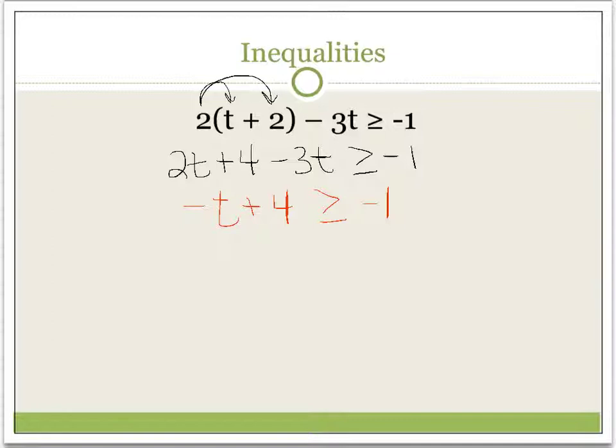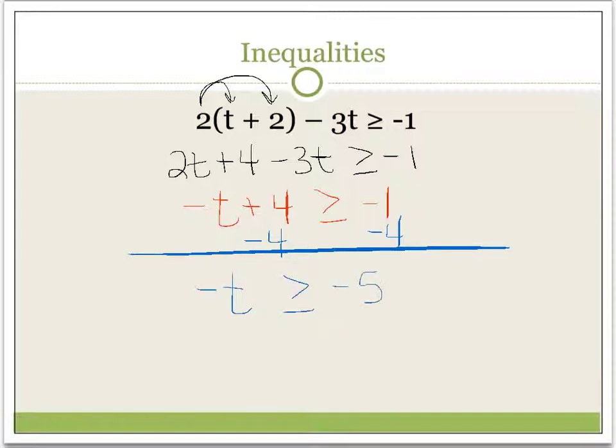Now this inequality should look very similar to an equation that you've done before. You know you need to get the t by itself, so the very first thing that you need to do is get rid of that positive 4. Using your inverse operations, we subtract 4 from both sides, and we're left with -t is greater than or equal to -5. Again, we subtracted a 4. We did not multiply by a negative. We did not divide by a negative, so the inequality symbol stays the same direction.